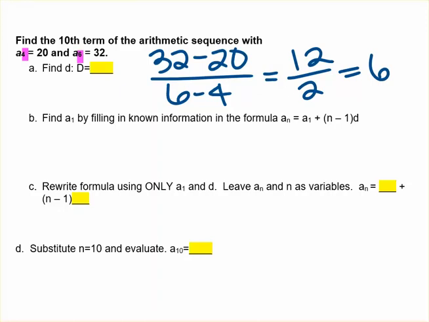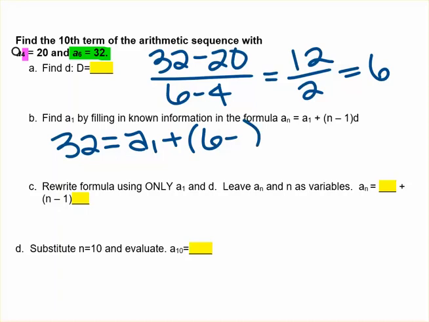Now we need to find a sub 1 in this formula. In order to do this, we're going to fill in those other things that we know. And we do this using just one of our values. Let's look at a sub 6. So I'm going to put that in for my a sub n. So I have 32 equals a sub 1, which is what I don't know, plus n minus 1. Well, I had a sub 6, so n was 6. 6 minus 1 times d, and d was 6.